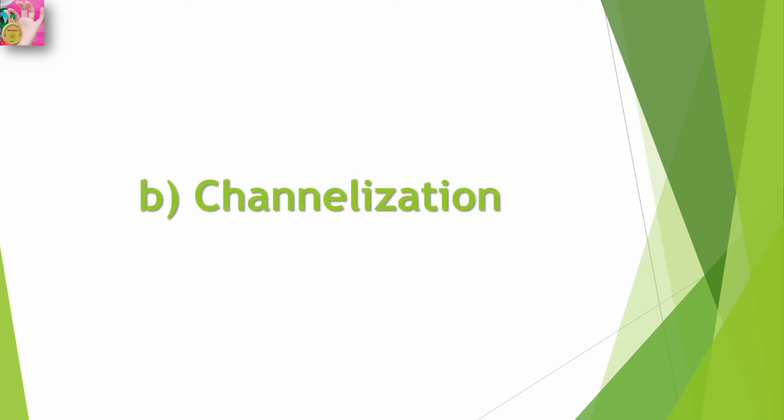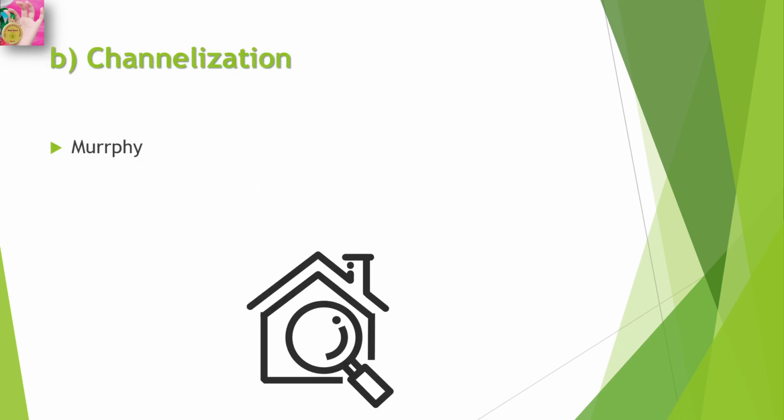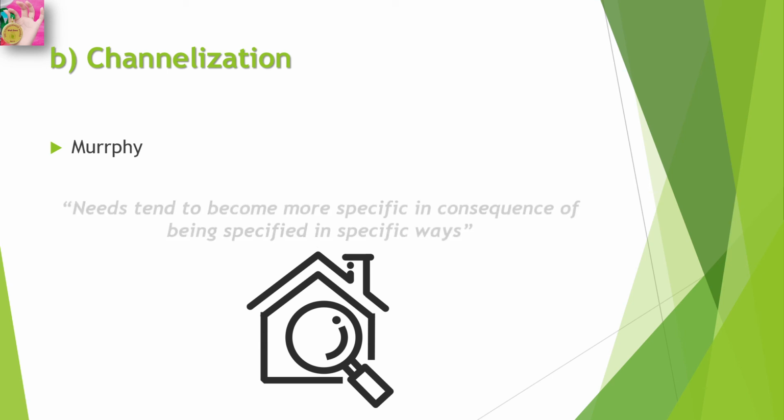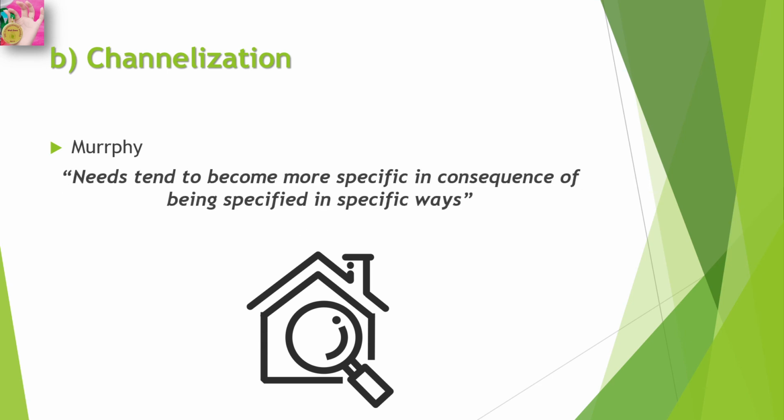And the second topic which we'll be discussing is channelization, or in short, using energy through proper channels. This was advocated by Murphy, and his statement is that needs tend to become more specific in consequence of being satisfied in specific ways.